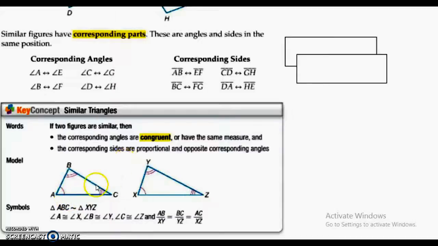So if these two figures are similar, then AB divided by XY is going to have the exact same ratio, or be proportional to BC divided by YZ, and also AZ divided by XZ. So if we're missing one of these side lengths, we can use proportions to find the missing side length by setting up a proportion, cross-multiplying, and solving. So let's see what that looks like here. We don't have a lot to do today.